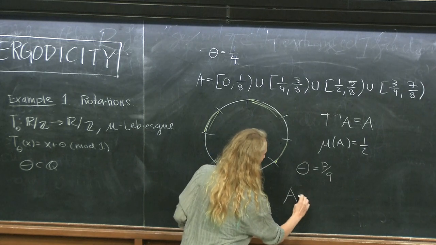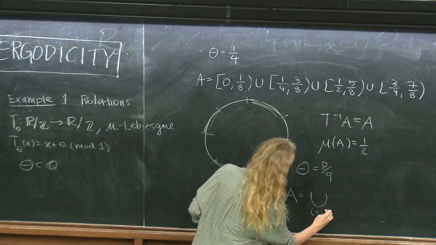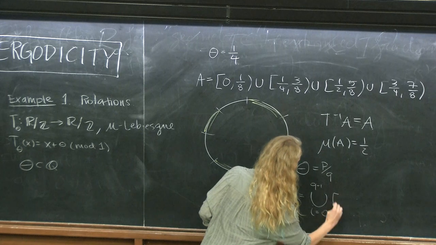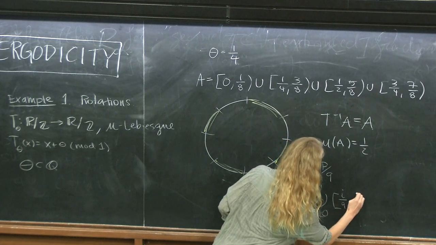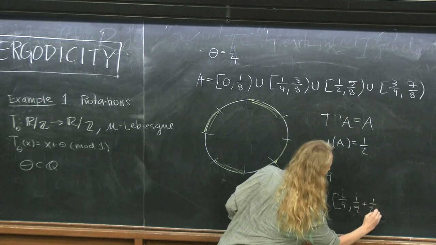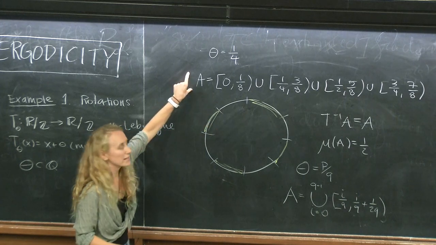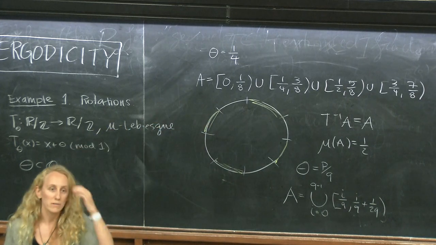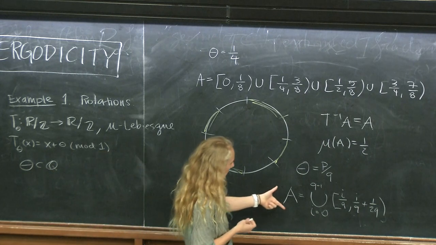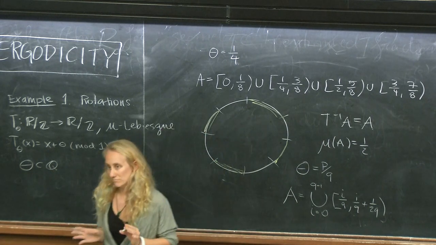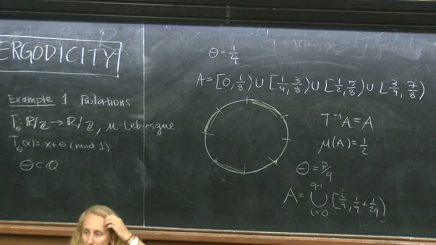can always think of the set A, the union, I guess I goes from 0 to Q minus 1, of I over Q, 1, I over Q plus 1 over 2Q, something like this. So you can always construct the analogous set for the appropriate rational number, and this will be invariant, but it will have a positive measure and not measure 1, okay? So rational rotations are not ergodic with respect to Lebesgue.